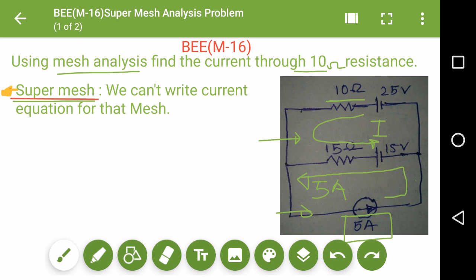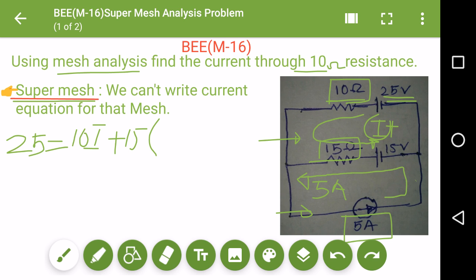We know how to write the loop equation starting from a voltage source. So I start from this voltage source, that is 25. My loop equation will be 25 volt equals this 10 ohm resistance multiplied with I, plus the 15 ohm resistance multiplied by I. This 5 ampere current we have to consider, which is also flowing through the 15 ohm resistance. The direction of this current is opposite: I is flowing in this direction while the 5 ampere is flowing in the opposite direction, so the two currents get subtracted, that is I minus 5 ampere.